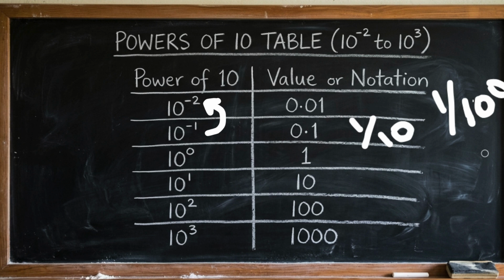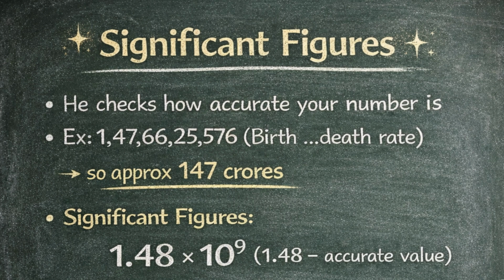Now let's understand significant figures. In real life, we cannot always write exact large numbers. Take India's population. It keeps changing every second. But the first few digits are the most important. Instead of saying the full number, we say approximately 147 crores. But if we want a short and accurate form, we write 1.48. It's significant figures, which means accurate part. This helps us compare values easily.